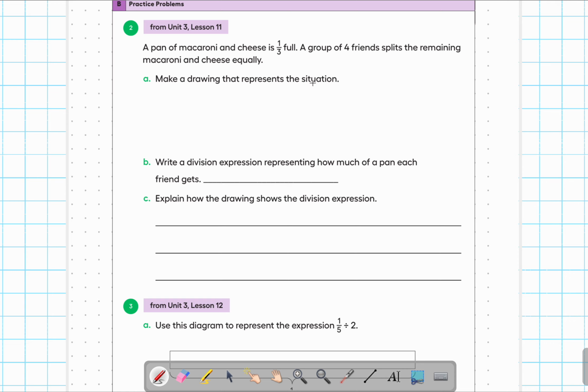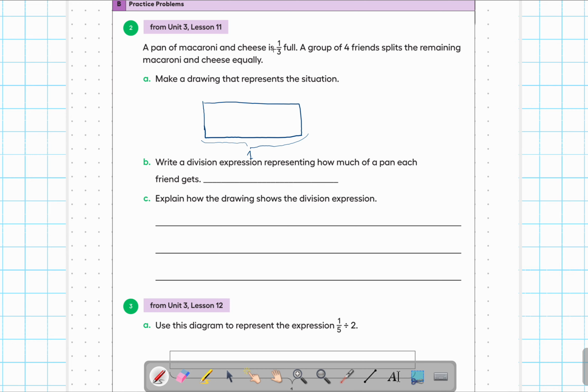So a pan of macaroni and cheese is 1/3 full. So let's make this pan of macaroni and cheese. All right. So let's assume this is the pan of macaroni and cheese. Okay. All right. So there's one pan of macaroni and cheese here. So let's label this as one whole pan. So this will be one whole pan of macaroni and cheese.